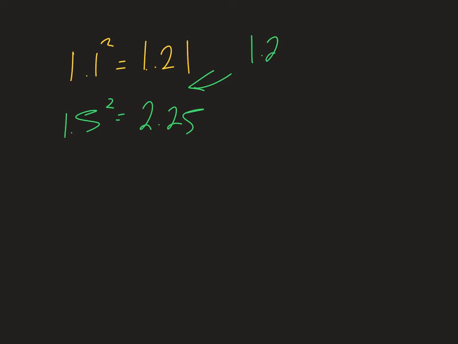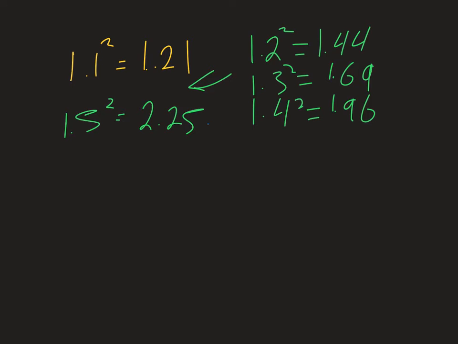Okay, well let's try 1.2. If we do that, we get 1.44. All right, so how about 1.3? Turns out it's 1.69. All right, how about 1.4 squared? So we take 1.4 times itself and see what we get. Looks like 1.96. Now, of the two of these, I'd say the 1.4 is the closest. But now we know it's between 1.4 and 1.5.